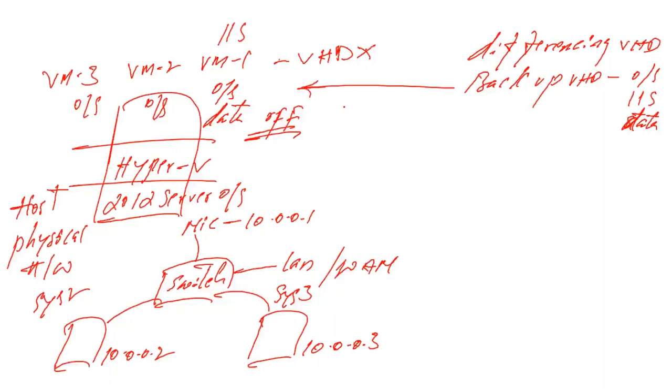Okay, so please write down our next lab: creating differencing VHD for virtual machine 1. Creating differencing VHD means we are creating a backup hard disk. In brackets, write down backup VHD.